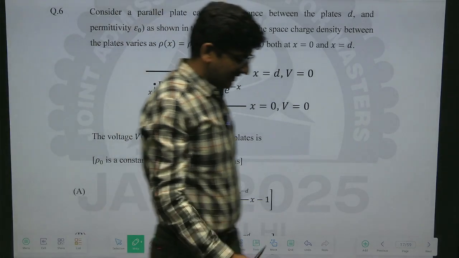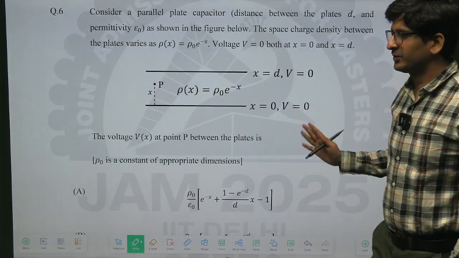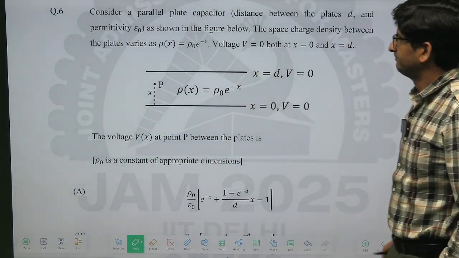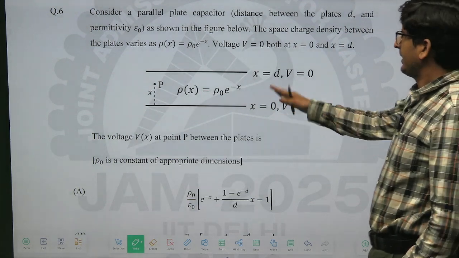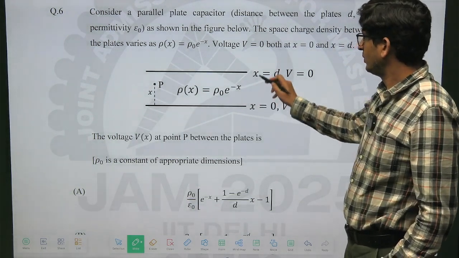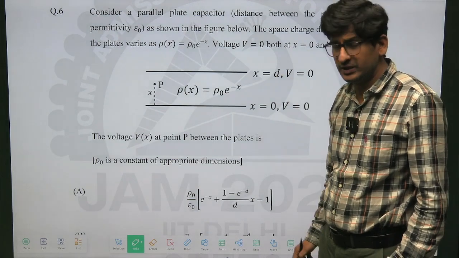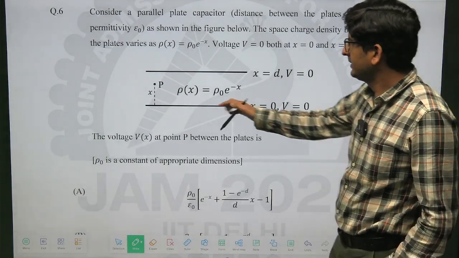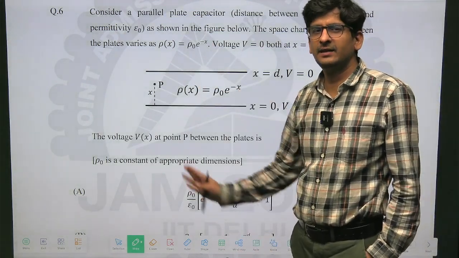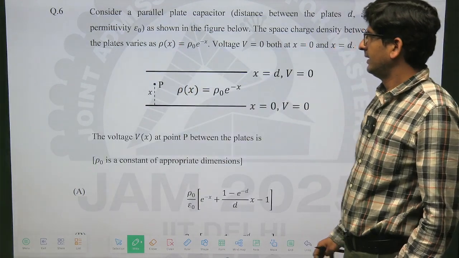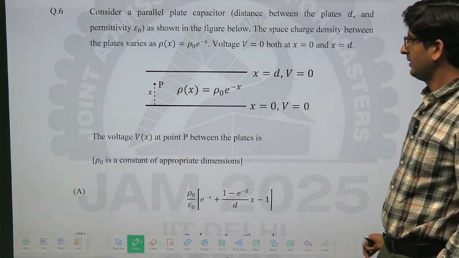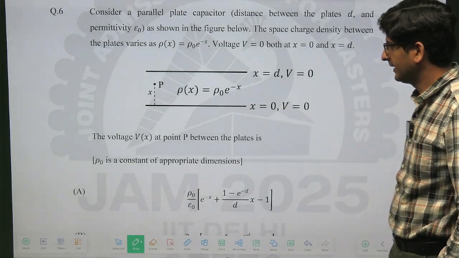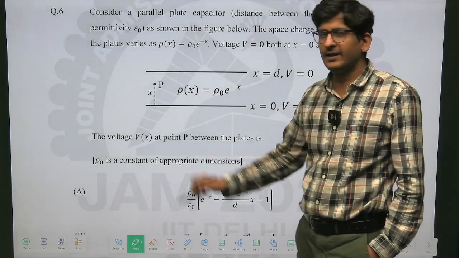Hello students, so this is a question from electrostatics. There is a parallel plate capacitor at a distance x equal to 0 and at x equal to d, and both are at zero potential, and there is a profile of charge density along this x distance. It is given rho is equal to rho naught e to the power minus x, and we have to get the potential at this point P.